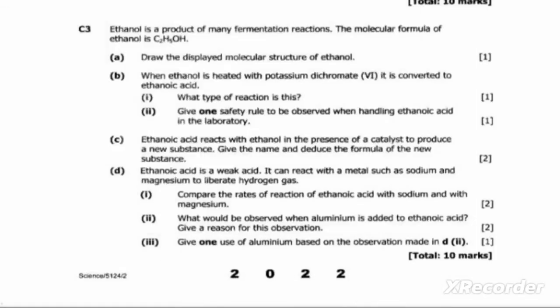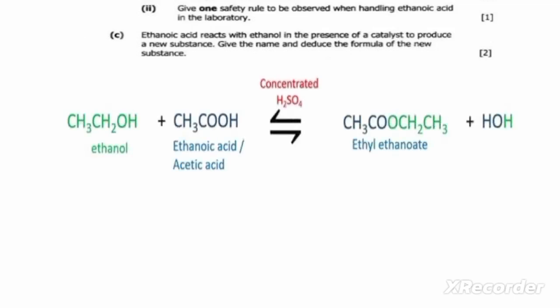We are done with this question. Let us move to question C. Ethanoic acid reacts with ethanol in the presence of a catalyst to produce a new substance. Give the name and deduce the formula of the new substance. Ethanoic acid reacts with ethanol. So the reaction between ethanoic acid and ethanol is called esterification. Esterification leads to production of ester and water.